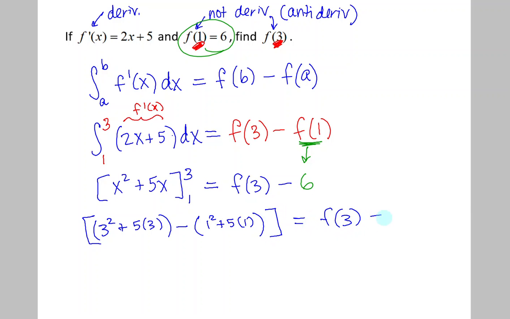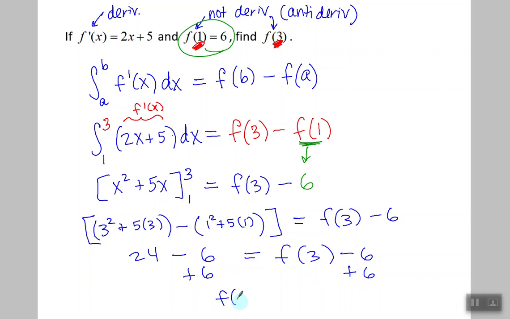Equals f of 3 minus 6. 9 plus 15 is 24, minus 1 plus 5 is 6, equals f of 3 minus, oh, whoops, I just realized I wrote f of 6 here instead of 6. Okay, so we'll fix that. And now I can solve for f of 3 by adding 6 to both sides, and f of 3 equals 24. Awesome! Thanks for watching.